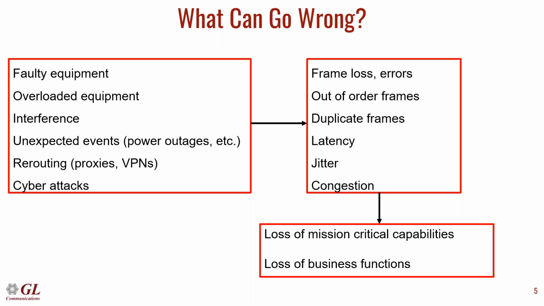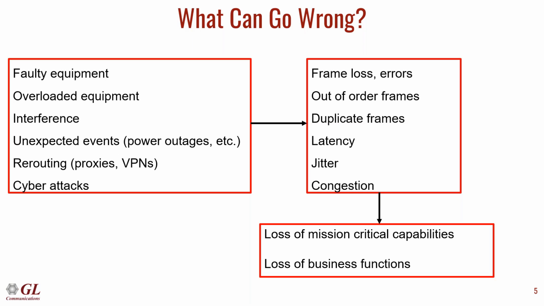Now we want to move up a level, and you may be wondering, okay, what is frame loss, out of order frames, duplicate frames, all this type of stuff? What does it actually mean? What does it lead to? Well, in that bottom right box there, you see that all of those can lead to a direct loss of mission critical capabilities or some sort of loss of business functions. So we're here to tell you today that all of these statistics that you see have very observable, real world consequences, and they matter quite a bit. It's really the job of any network engineer to be cognizant of these statistics and how they can affect your company or your agency or your organization's business functions and mission critical capabilities.